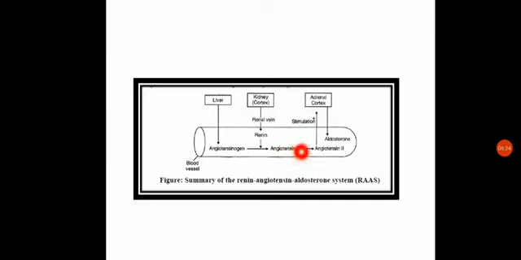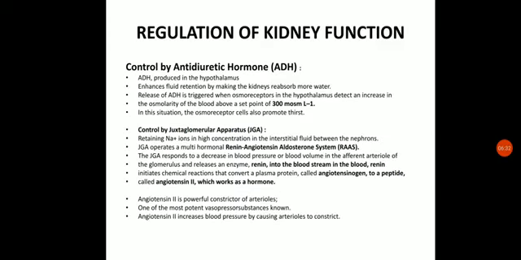Now this angiotensin will be converted again into angiotensin 2. Angiotensin 2 is one of the most potent vasopressors known. It means it can constrict the blood vessels, and hence it can increase the pressure.